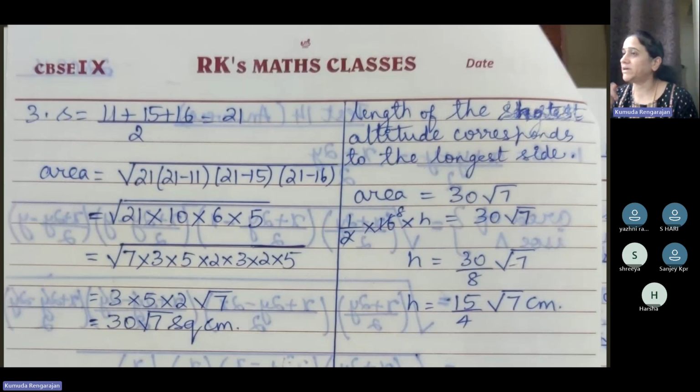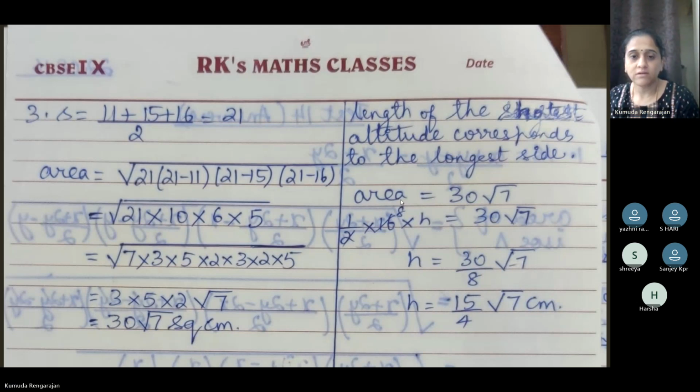So which should we take as the base? For the shortest altitude, we take the longest base. We have to find the length of the shortest altitude. The shortest altitude will fall on the longest side. So take the longest side as the base and find the corresponding altitude. That will be the shortest altitude.